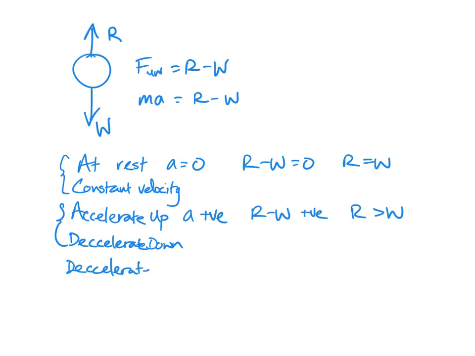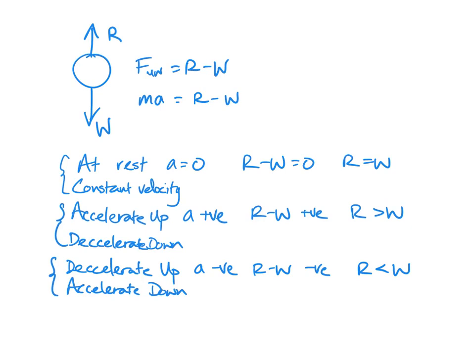If you decelerate up, okay, so if you're in your lift and you're approaching the top floor, as you start to slow down, then A is negative. But accelerating down has the exact same effect. So when you're at the top floor and start moving down. In both of those cases, A is negative, so R minus W must be negative, i.e. R must be less than W. And at that point, the reading in the scales and how you feel is lighter than your normal weight.